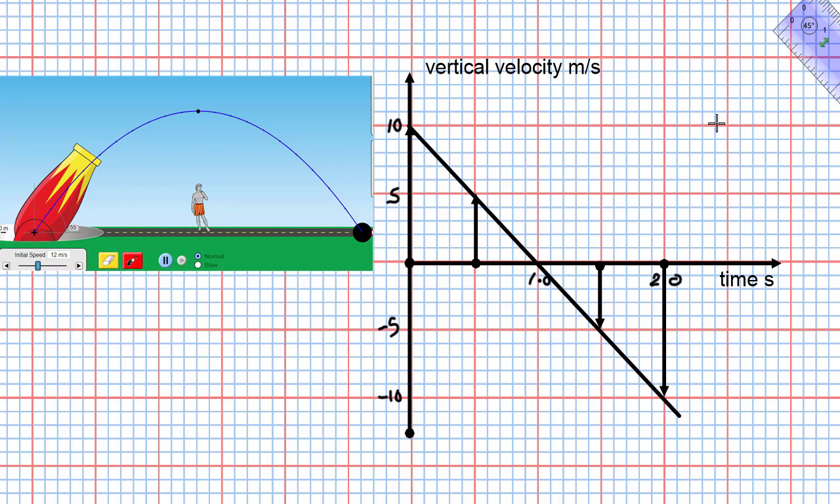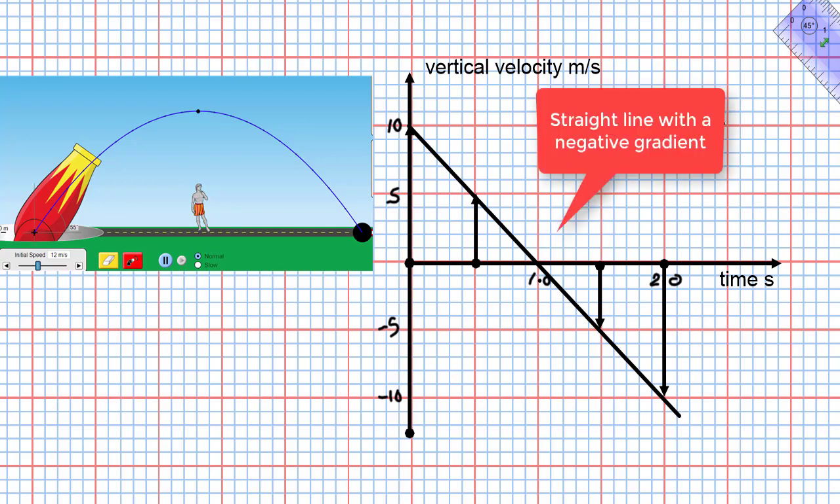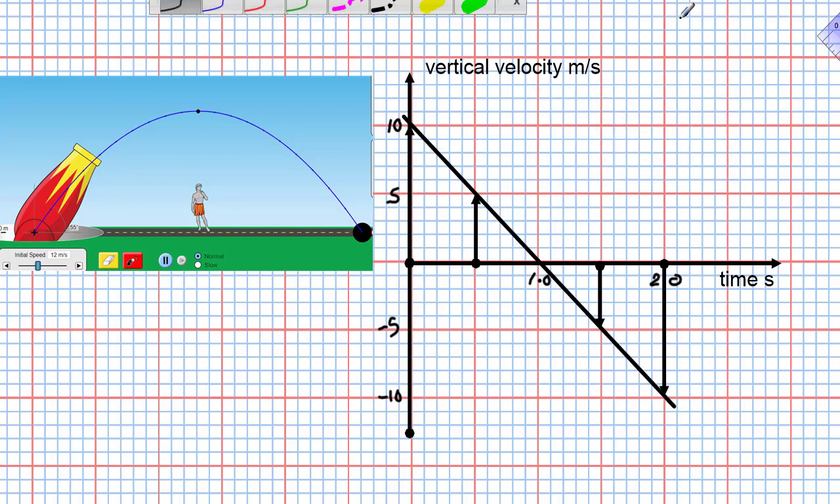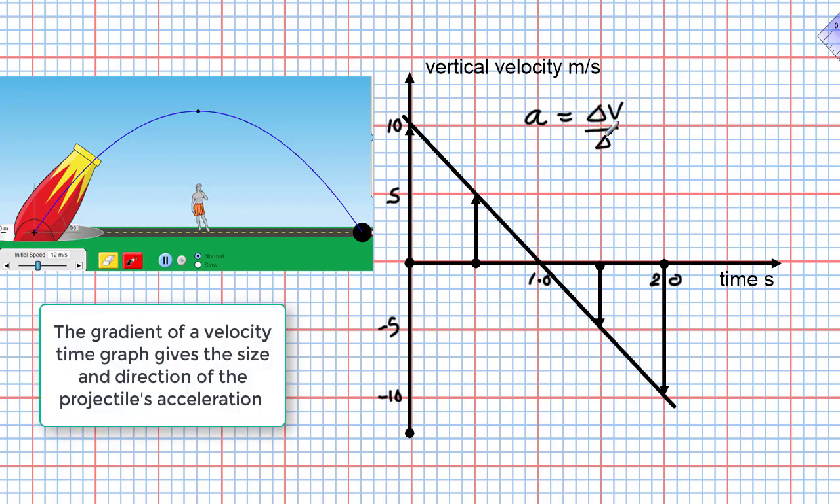So the graph is a straight line, which confirms that there is a constant negative downward acceleration acting on the cannonball. Let's work out the gradient of the velocity time graph. That will give us a value of the acceleration. So the acceleration is going to be equal to the change in velocity divided by the change in time. That's from our definition of working out the acceleration from a velocity time graph.